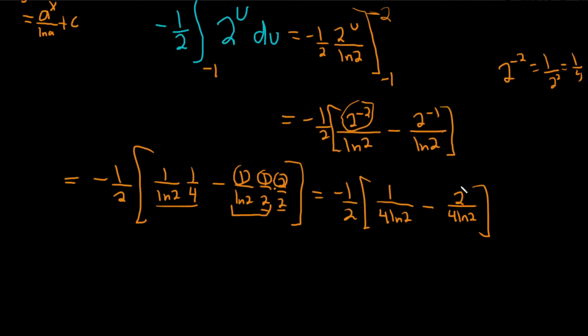And then now we can subtract the numerators because the denominators are the same. This is negative 1/2. 1 minus 2 is negative 1. So you get 4 ln 2 like this. Right, 1 minus 2 is negative 1. Negative and negative is positive. We can multiply across the bottom. So we get 1 over 8 natural log of 2.